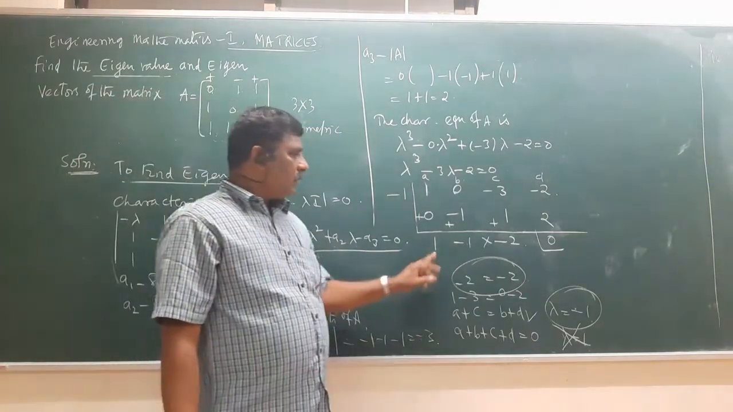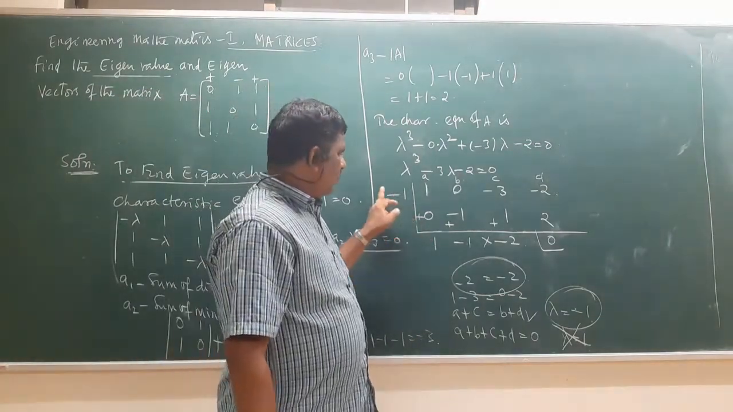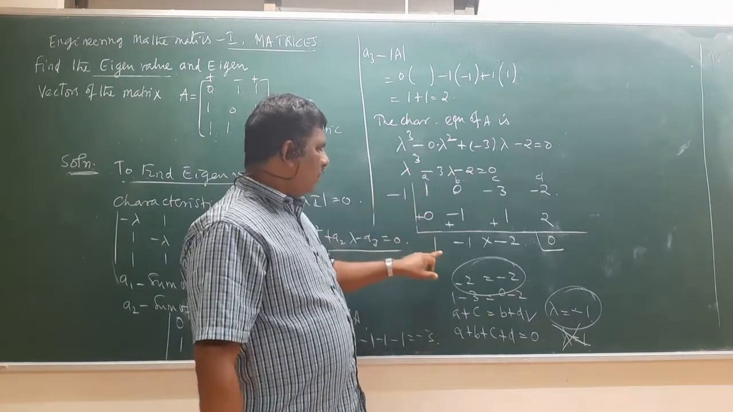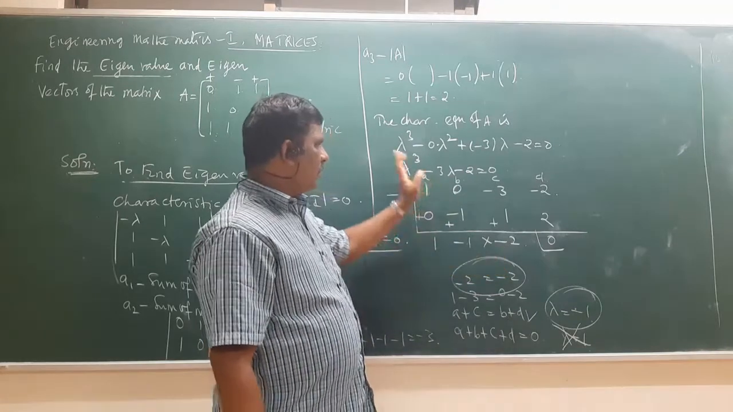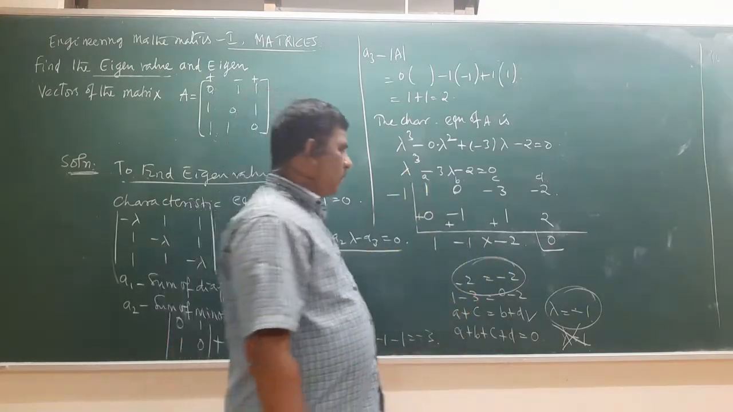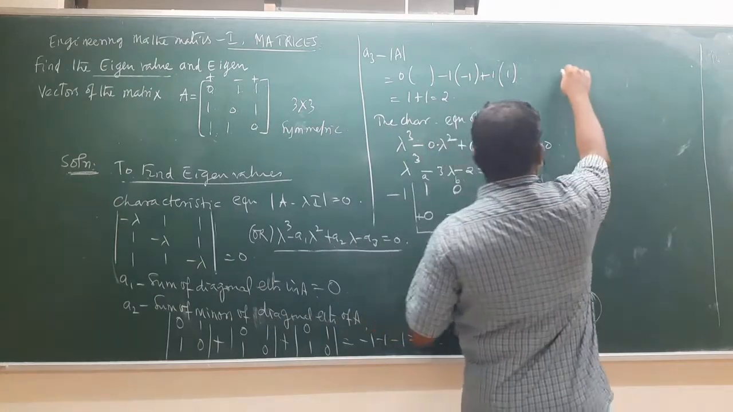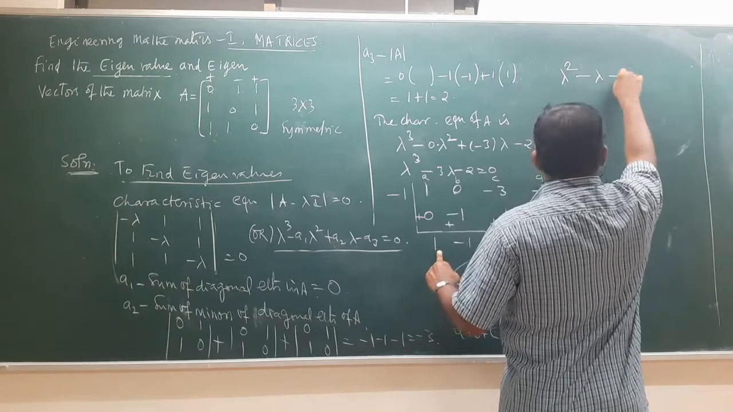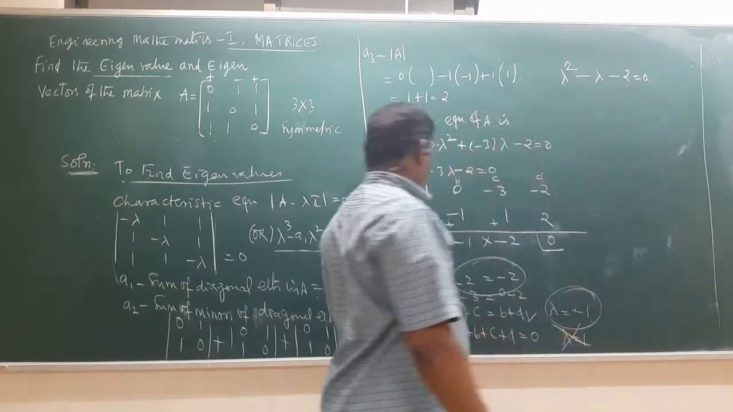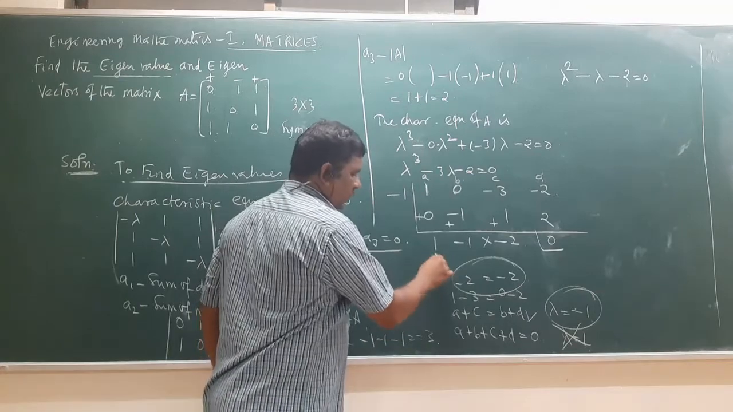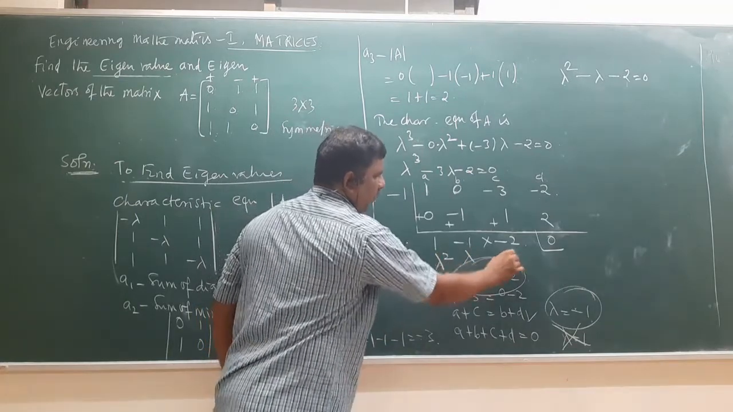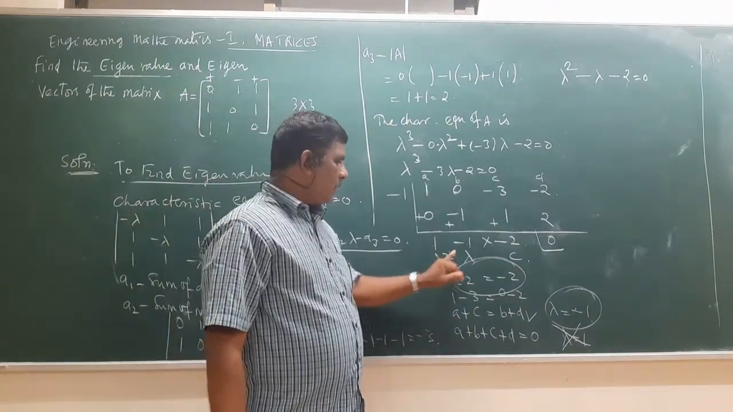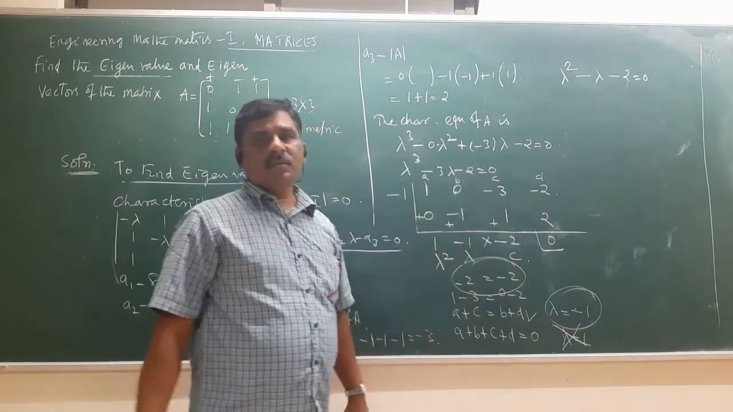Now, this is the one root when it is lambda cube. Now only 3 constants are there. So you reduce one lambda, then the reduction equation you will get is lambda square minus lambda minus 2 equal to 0. So that should be the coefficient of lambda square. This is the coefficient of lambda. This is the constant value. So we have lambda square minus lambda minus 2 equal to 0.